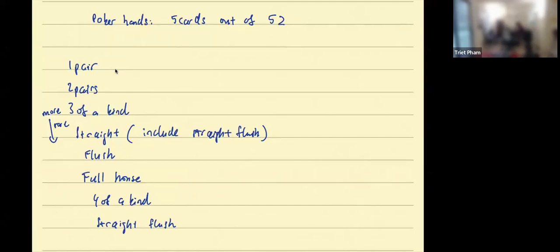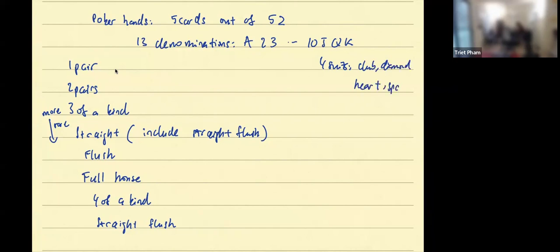All right, so remind ourselves, a deck of cards has 13 denominations, from ace, 2, 3, etc., up to 10, jack, queen and king, and 4 suits: club, diamond, heart, and spade. Of course, there are 2 colors, but let's not worry about that.